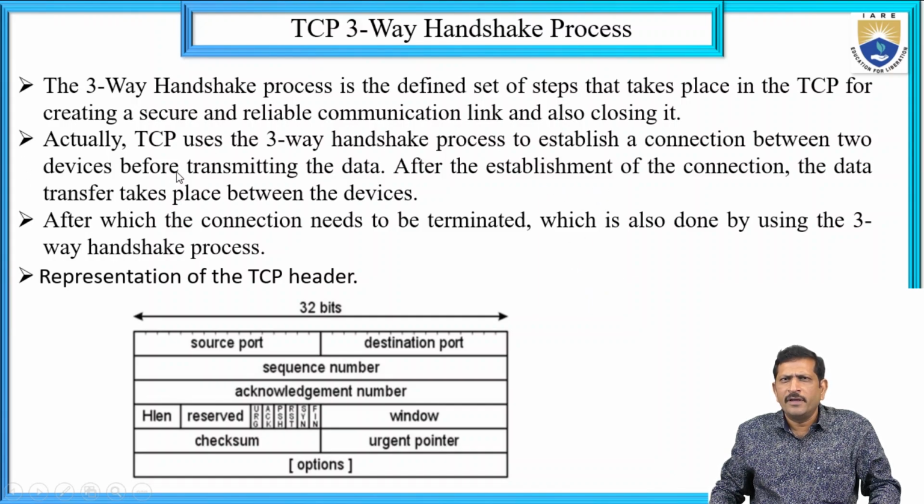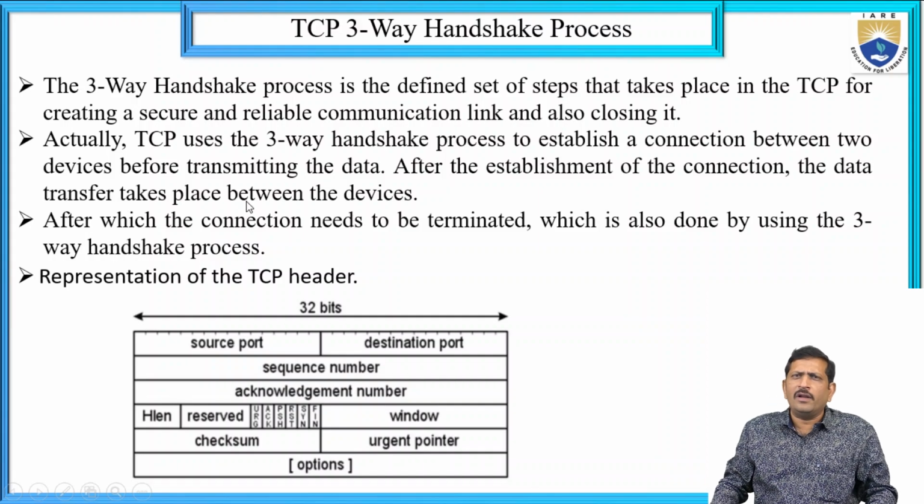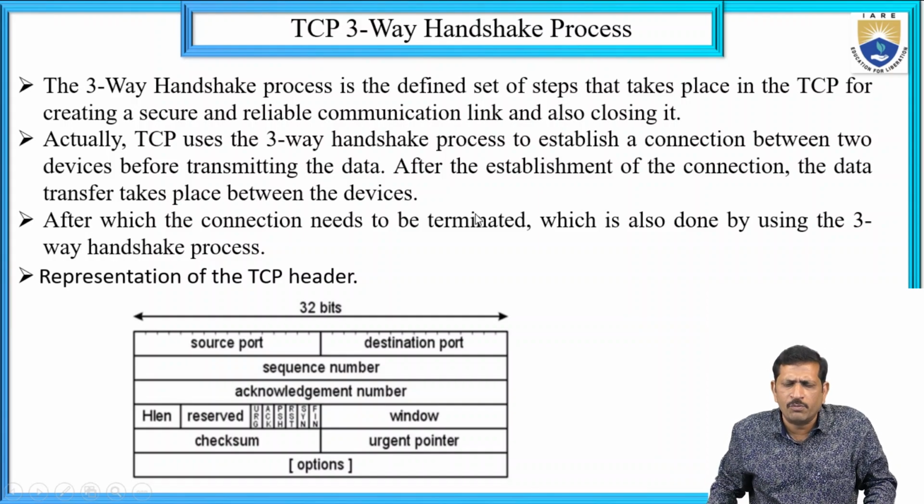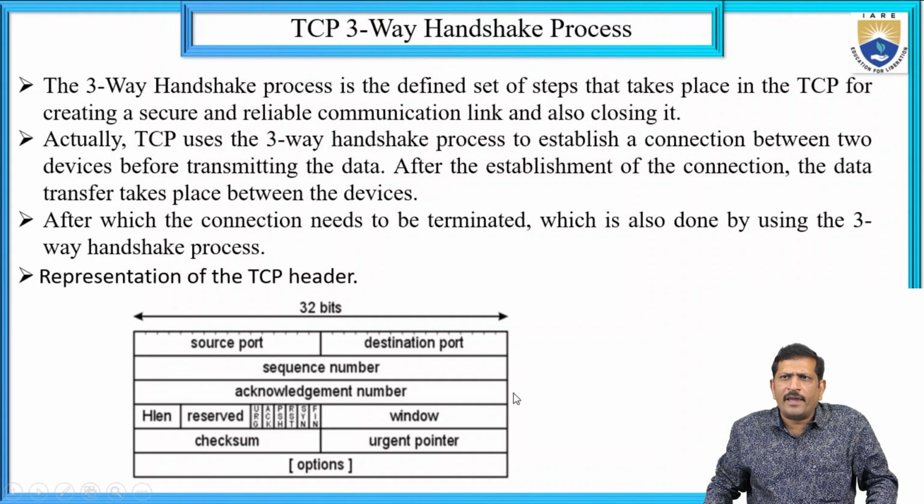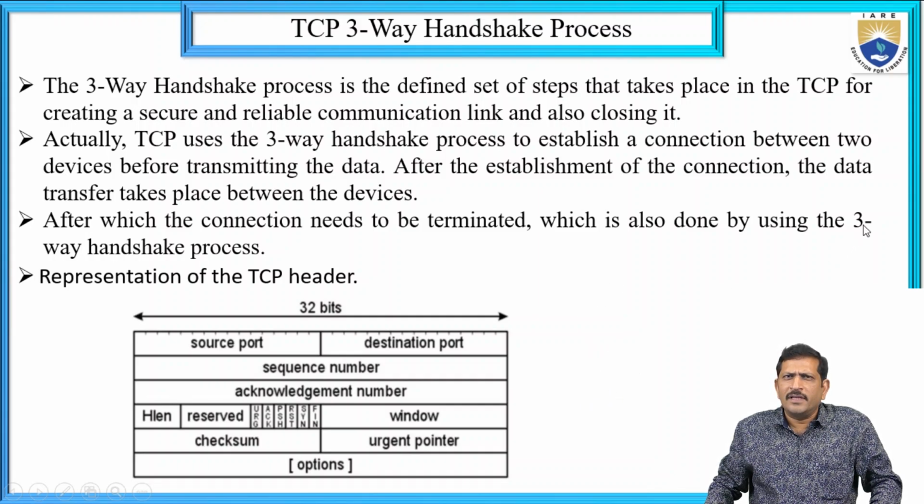Actually, the Transmission Control Protocol uses a three-way handshaking process to establish a connection between two devices before transmitting the data. After the establishment of the connection, the data transfer takes place between the devices, after which the connection needs to be terminated, which is also done by using the three-way handshaking process. So this is a representation of a TCP/IP header.